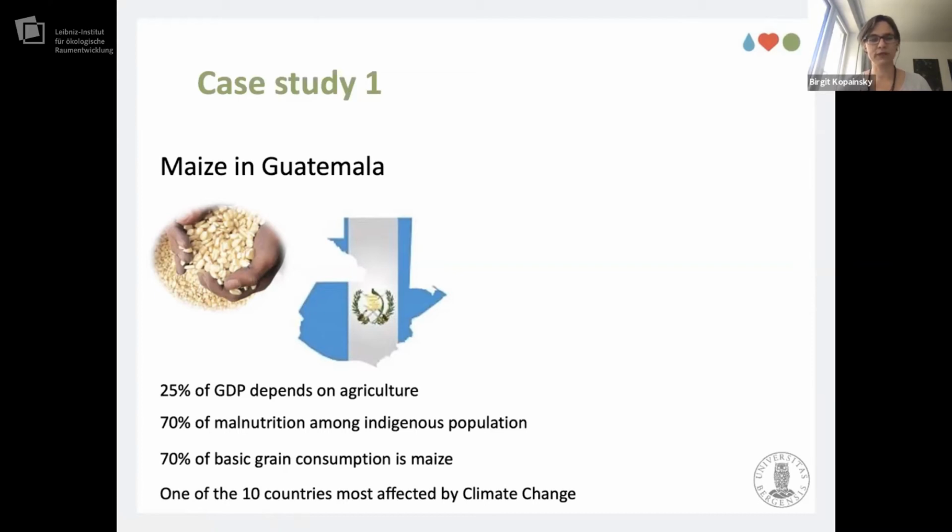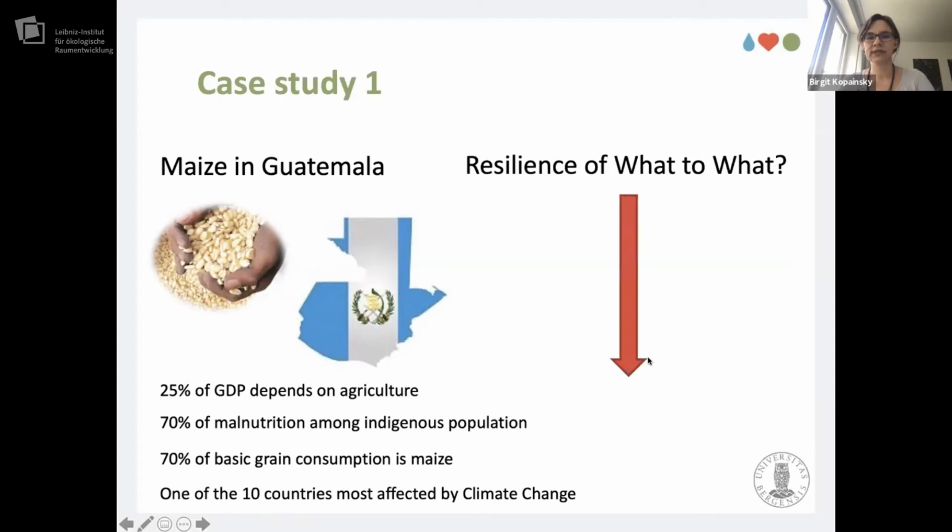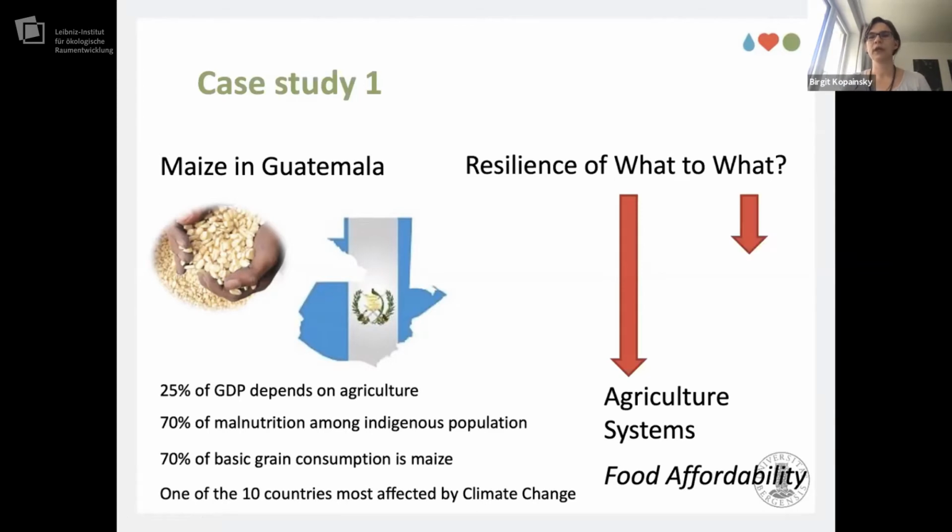But then this challenge is exacerbated by the fact that climate change is hitting the country really hard. So Guatemala, for what it's worth, is among the top 10 countries, certainly when it comes to being exposed to climate change. So in this case study, we look at the resilience of agriculture systems, and more specifically, the resilience of food affordability to climate change, and very specifically to droughts. So we want to understand here how people experience food insecurity, and especially how droughts increase their vulnerability in terms of food insecurity, and then of course what can be done to alleviate this challenge, to become more resilient or more robust against this pressure.